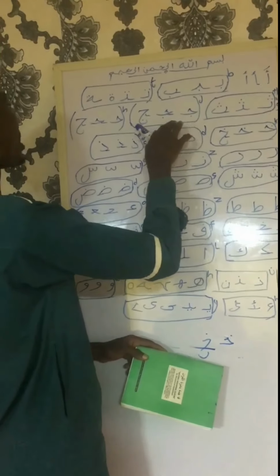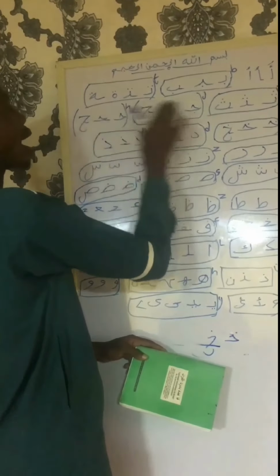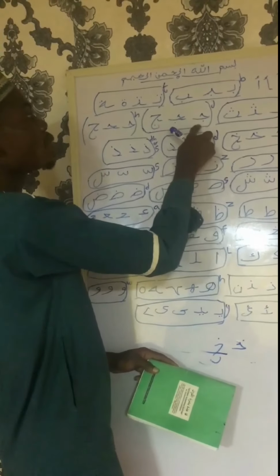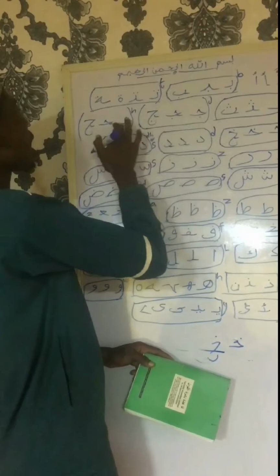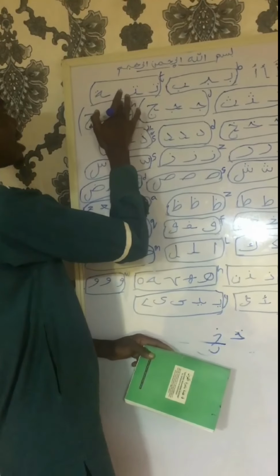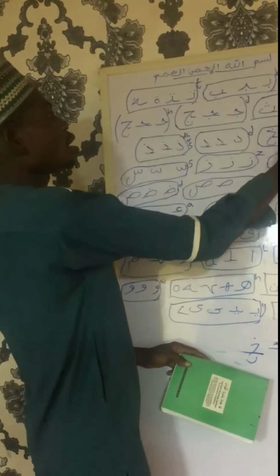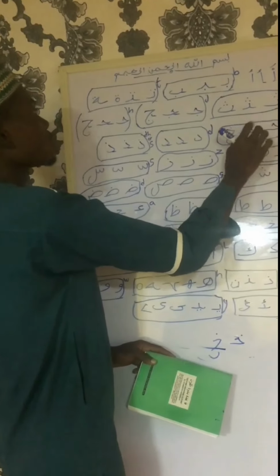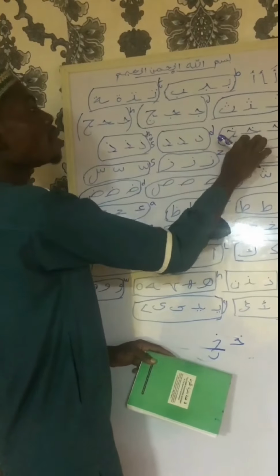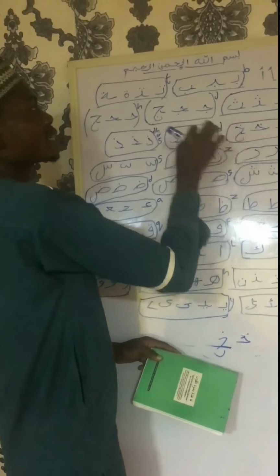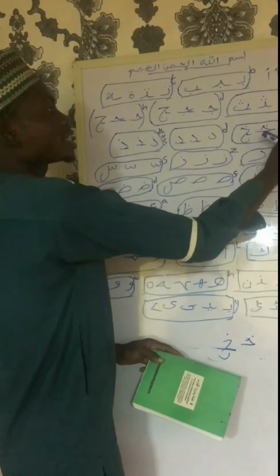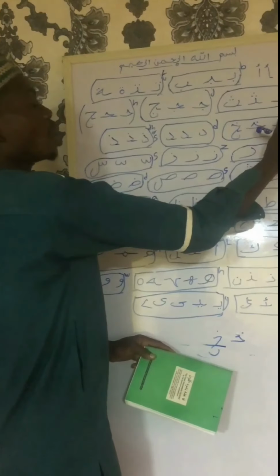Can you see that this G, H, and K, they are of the same family, they look alike. So you have to take note that G has a dot down, while H doesn't have any dots, both at the top and at the bottom, but K has a dot up. You have to take note of it. So these three are of the same family, but the difference between them is that G has a dot down, H doesn't have any dot at all, while K has a dot on top.